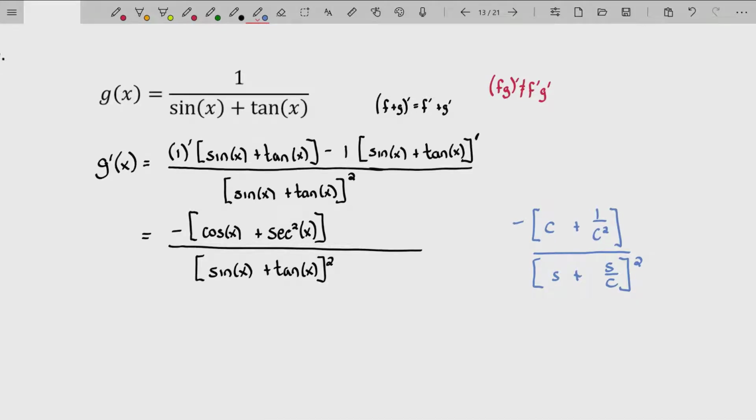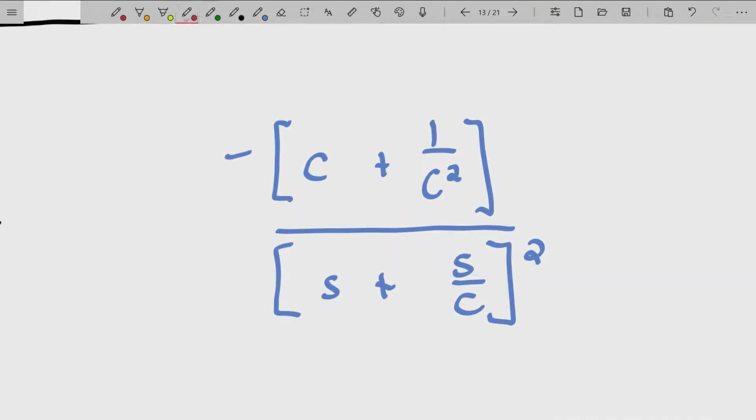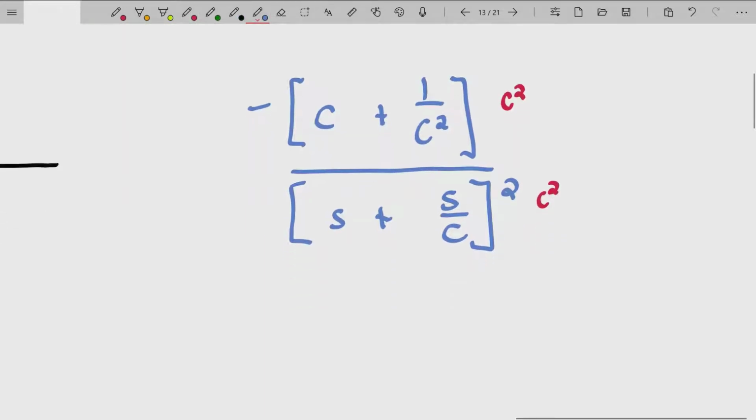And you could see, if you write it that way, that we have what's called a complex fraction or compound fraction, however you want to call it. So I would multiply both numerator and denominator by cosine squared. And if you distribute that into the numerator, you get the following: negative cosine cubed plus 1. Already I don't like it.